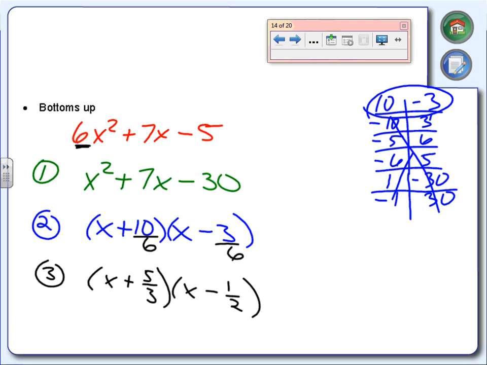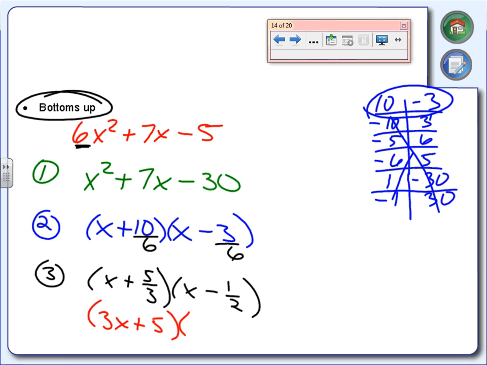What is this method called again? Bottoms up. Why are they calling this bottoms up? I'm about to show you why. The reason we call this bottoms up is because when I have a fraction like I do here, we're going to take this bottom part, the 3, and move it up in front of the x. So instead of having x plus 5/3, what we're going to have now is 3x plus 5. That 3, that bottom part, is now coming up in front of the x. This is why we call it bottoms up. The bottom comes up. Matter of fact, we're going to do the same thing with that other one.